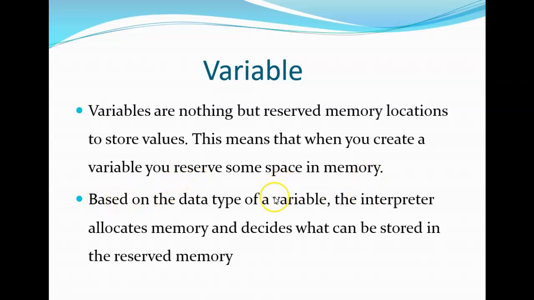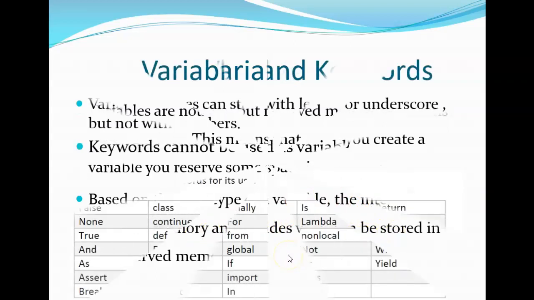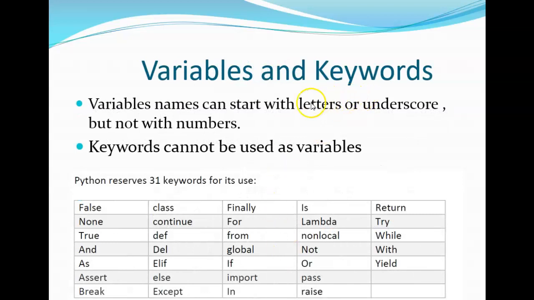Based on the data type of the variable, the interpreter allocates memory and decides what can be stored in the reserved memory. Variables and keywords. Variable names can start with a letter or underscore but not with numbers.